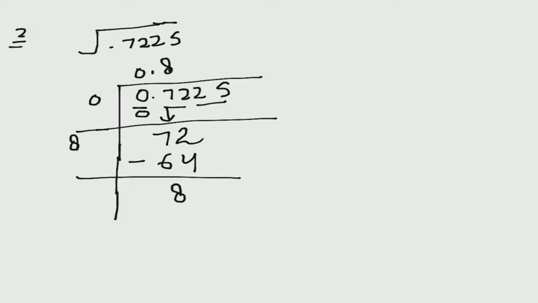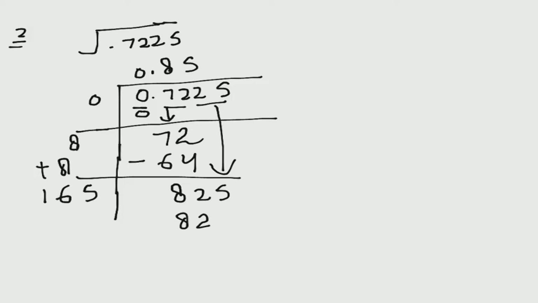Then we will subtract. That will give us 8. Now we have to copy 25 over here. So here what we will do, we will add 8 over here, so we will get 16. So here we can go with 5. 165 times 5 will be 825. As we already know, it is a hit and trial method. So we have to begin with 2, 3, 4, 5 and then at the end we will stop at 5. So it will give us remainder 0. So it means the square root of 0.7225 will be 0.85.